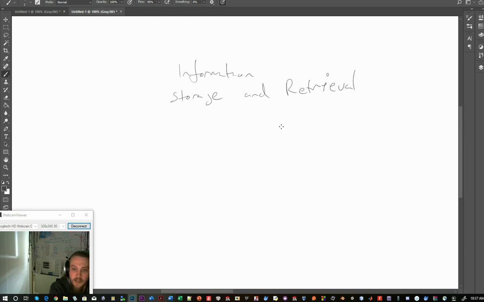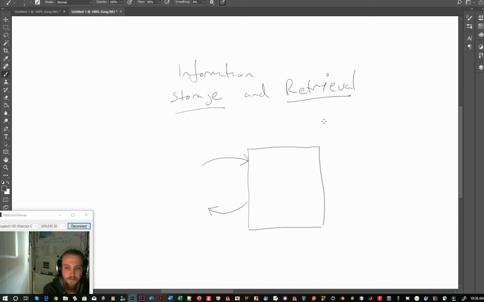Okay, so one core thing with computing, regardless of what you're doing, so if you're doing programming or databases or networking or anything like that, one of the core things to understand is that you have memory, okay? And you need to be able to store things into memory, your storage, and you also need to be able to get things from memory, which is your retrieval.